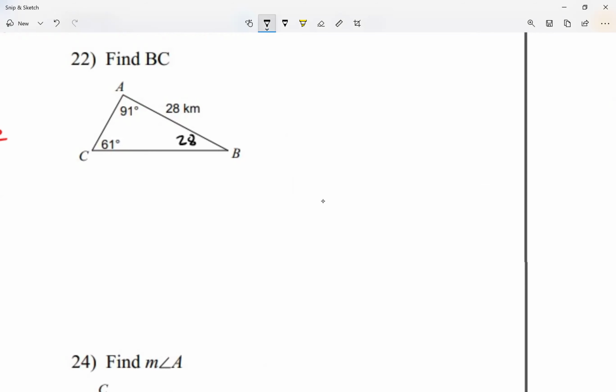So let's see, what am I solving? Side BC. So look, if I connect corner B with corner C, this is the side that is usually called side A because it is opposite from angle A. So I'm going to use side A over sine A. That's for sure because I'm solving for side A. Okay, I know angle B, but I don't know side B.